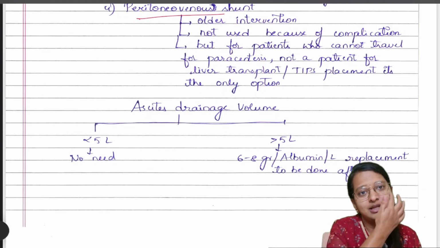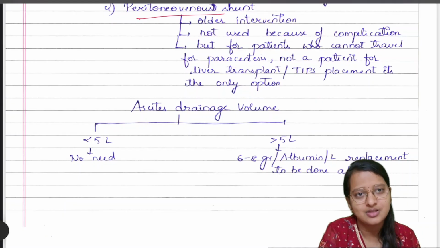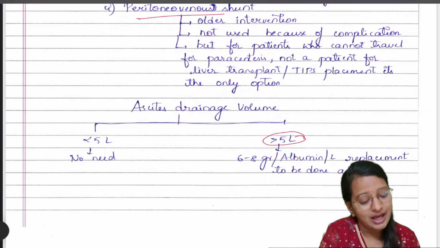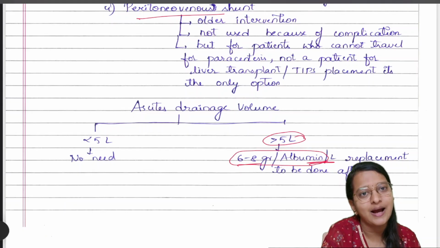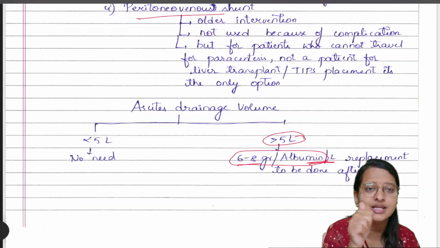And while draining the ascites, if the fluid is less than 5 liters, it is okay. If it is greater than 5 liters, after 5 liters, for every liter, we have to replace 6 to 8 grams of albumin. After 5 liters, for every liter, 6 to 8 grams.